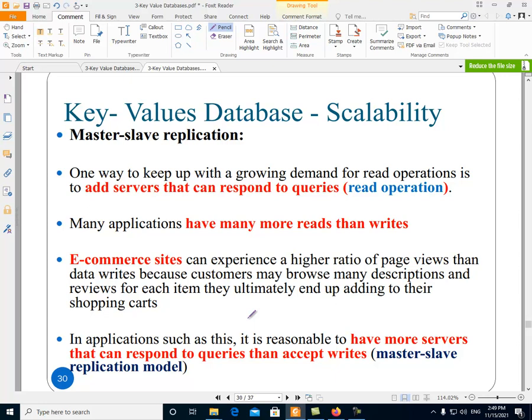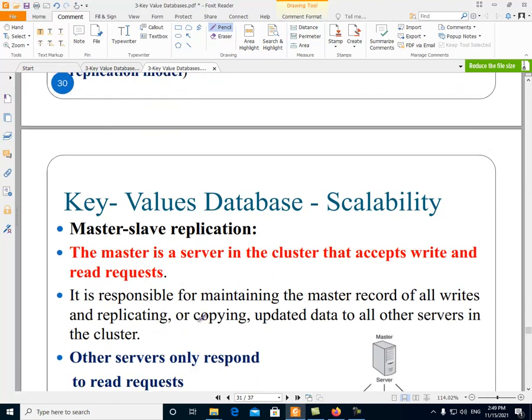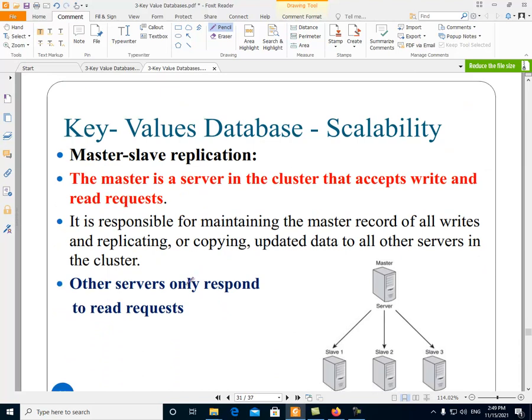So it is reasonable to have more servers for the read operations. Okay, in the master slave replication, the master is a server in the cluster. Okay, we have a cluster. A cluster, as we said, is a group of servers that are connected. The master accepts the write operations and also the read operations.